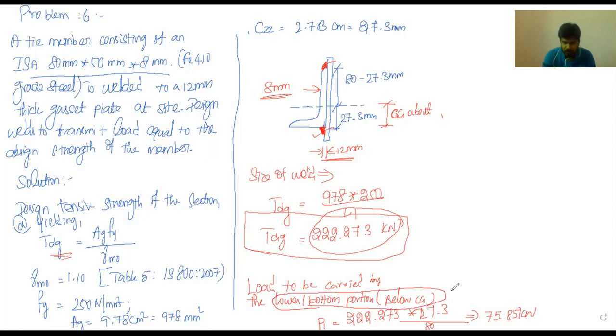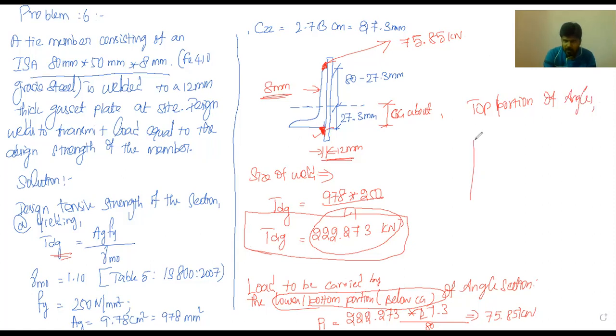Okay, now of the angle section, here how much load is going to act? So 75.85 kilonewton is going to act here. Next, the top portion of the angle.